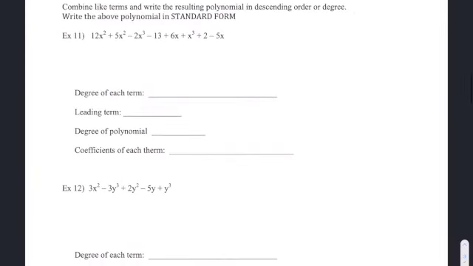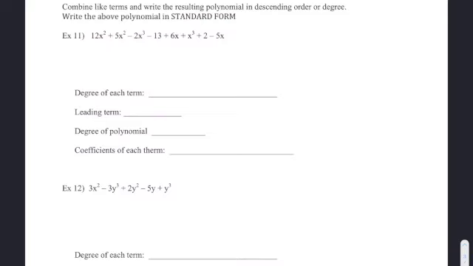Let's take a look at example number 11. It says here, combine like terms. I hope you guys remember what that is, but if you don't, I will review it. And write the resulting polynomial in descending order of degree. So that means the highest exponent degrees first, and write the polynomial in standard form. That's the highest degree of the polynomial, and going down in the exponents. So make sure you understand that.